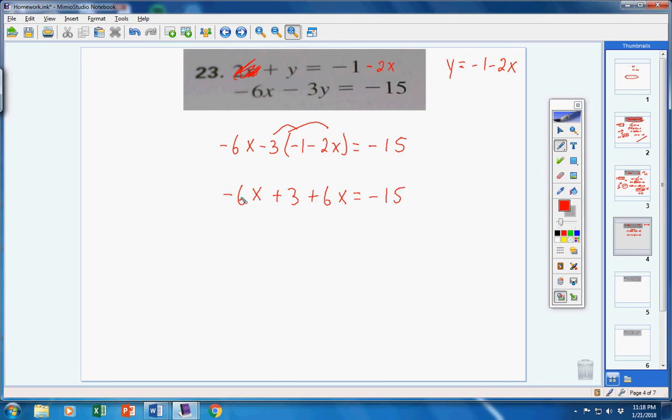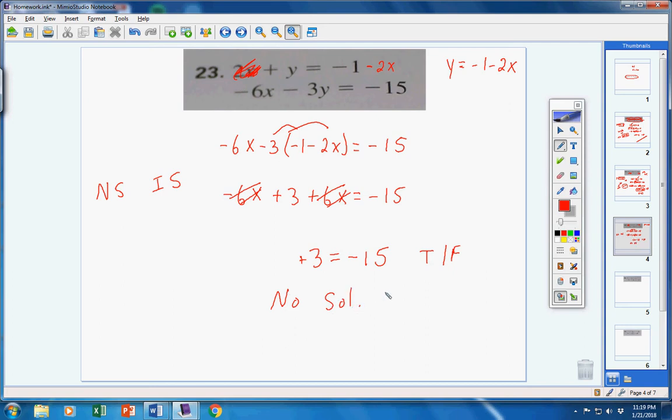Continue to simplify. Your negative 6x cancels with your positive 6x, and you're left with 3 equals negative 15. So, did your variables cancel out? Yes. So your answer is either no solution or infinite solutions. Well, what are you left over with here? Is that a true or a false statement? Well, it's false. 3 does not equal negative 15. So your answer is no solution.